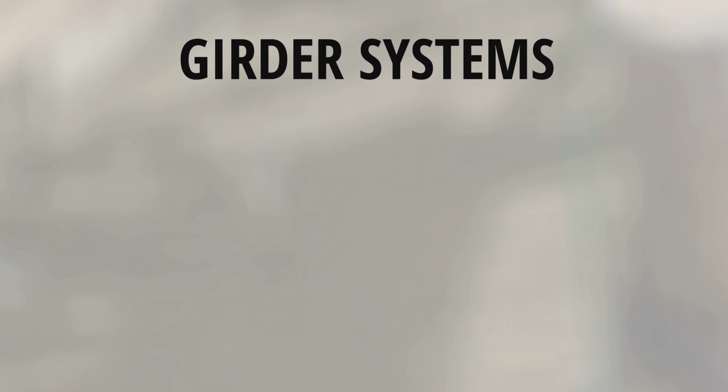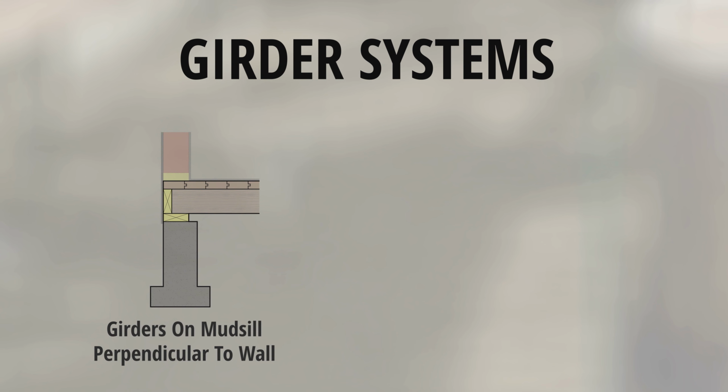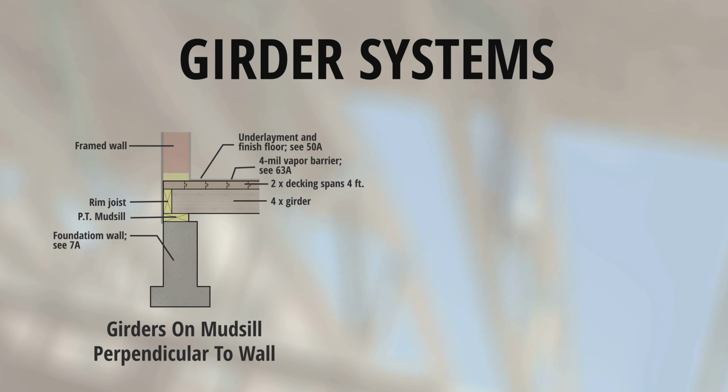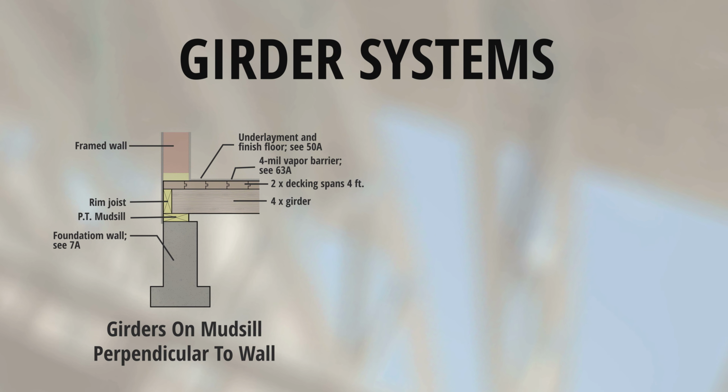Girder systems. 1. Girder systems on mud sill perpendicular to wall. Framed wall, rim joist, pressure-treated mud sill, foundation wall. Underlayment and finished floor, 4 mm vapor barrier, 2x decking spans 4 feet, 4x girder.